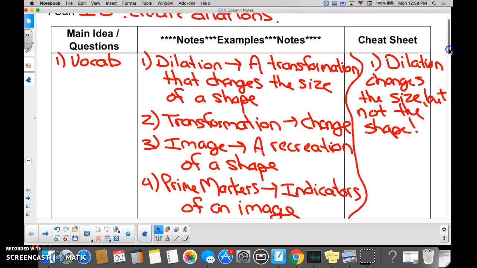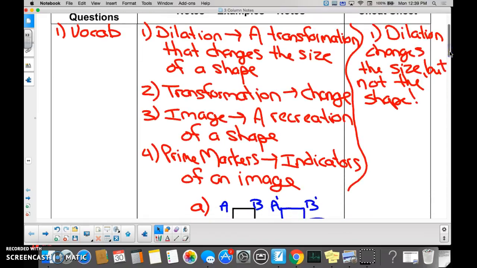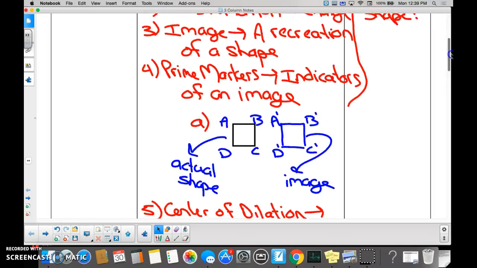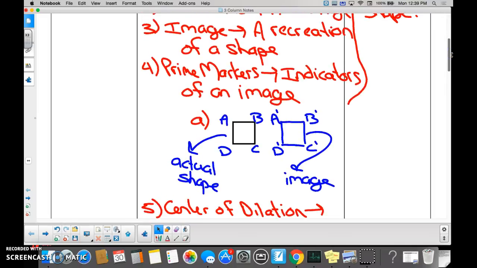An image. Look in the mirror. You see an image. It's the copy, right? An image is going to be your copy. And then we mark images with what kind of markers? What do we use to mark images so that we're clear, Sukalan? Prime markers. Prime markers. And these are prime markers. So because quadrilateral ABC is compared to quadrilateral A prime, B prime, C prime, D prime, we know that the image, the copy, would be the one with the prime markers.